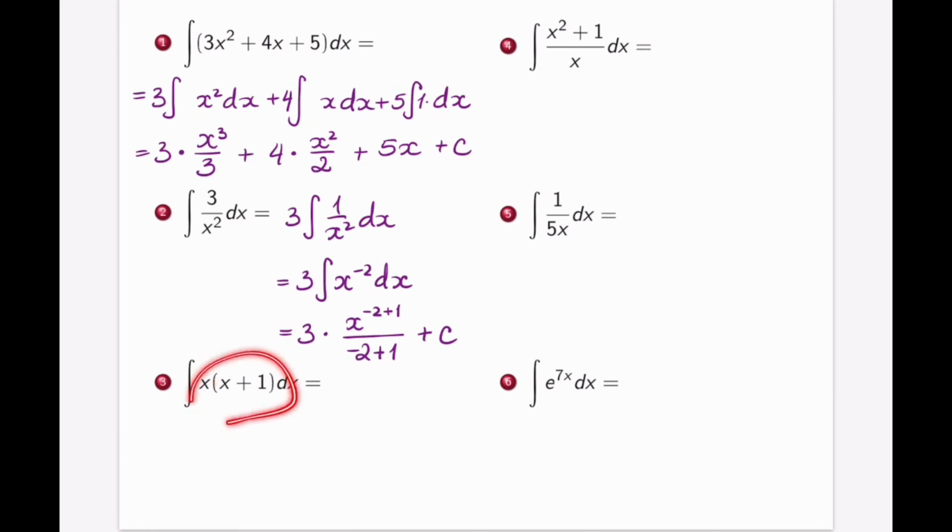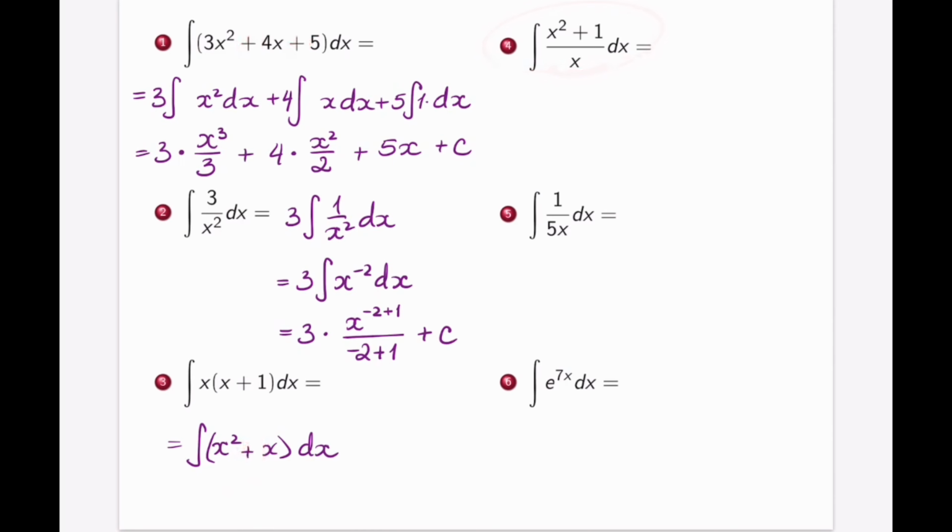In order for me to even do anything with this integral, the only thing I can do right away is factor it out. So I'm going to have x squared plus x dx. Once I have it down to this form, I can in fact split everything across the plus like I've done before and compute these two integrals separately. So I'll leave this to you.